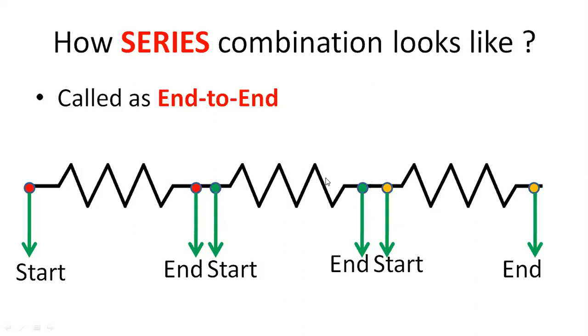So give me response in chat box. Have you understood from this particular diagram how to connect resistances in series? All you have to do is connect one end to one of the starts. Understood?